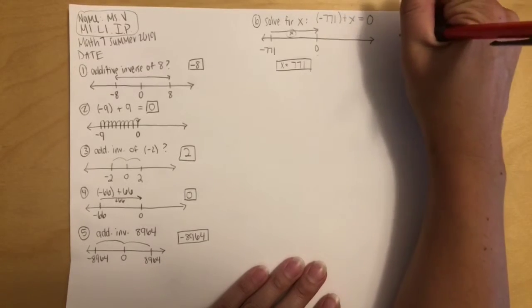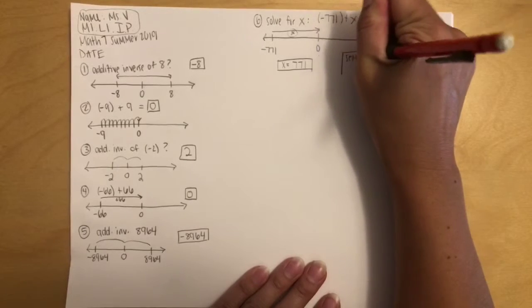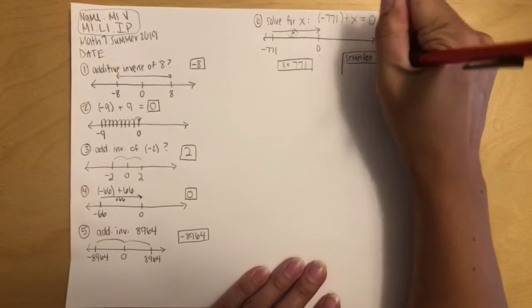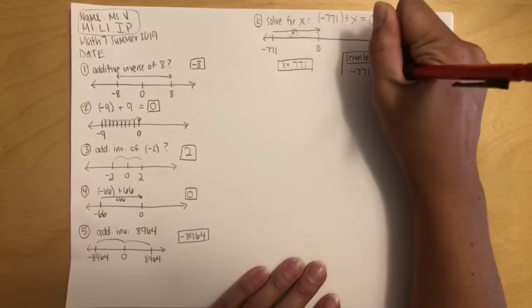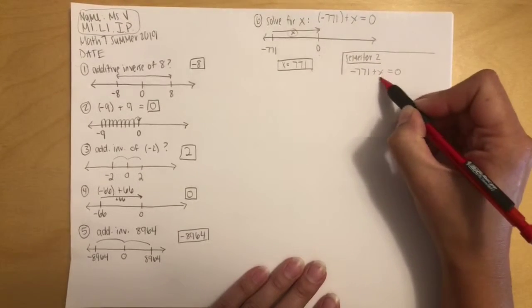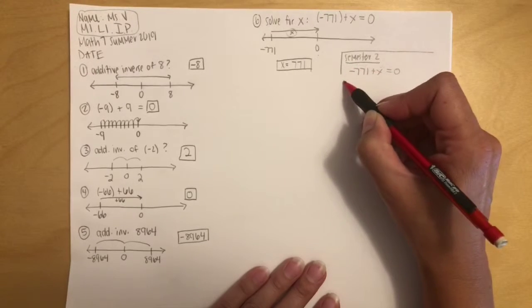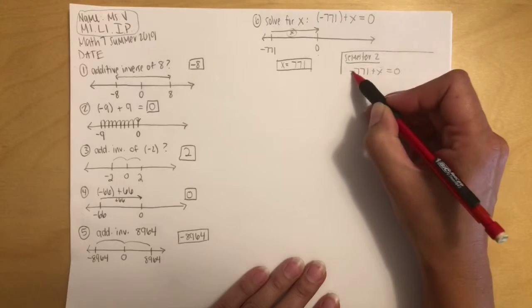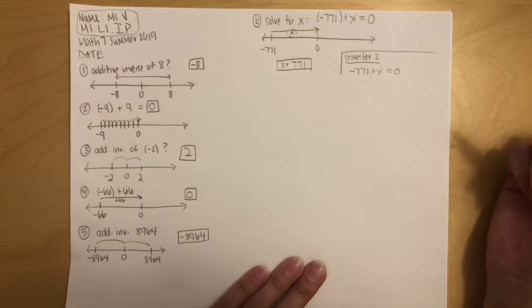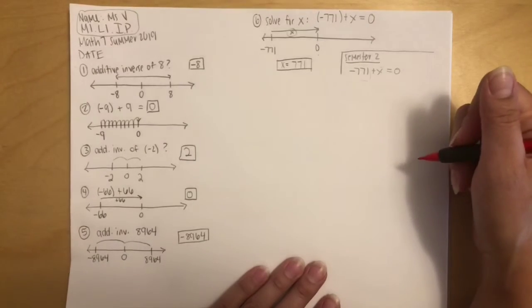I'm going to put this over here, semester 2. Negative 771 plus x equals 0. What we want to do is isolate x. We want to get x by itself, which means we need to get rid of negative 771. To do that, we're going to add in the opposite amount.